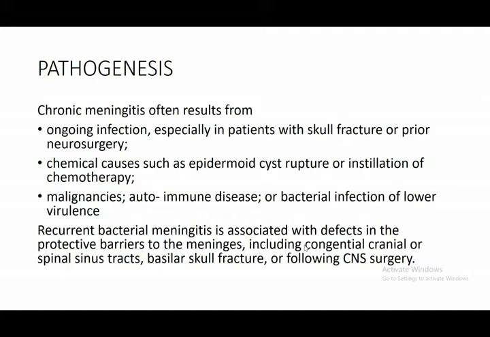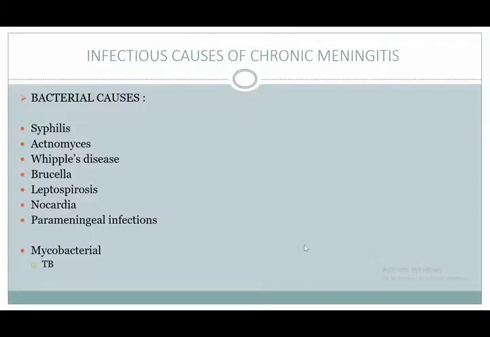Recurrent bacterial meningitis is associated with defects in the protective barriers to the meninges, especially the dura mater, and it is commonly seen with surgical interventions. Recurrent bacterial meningitis can also be seen with congenital cranial or spinal sinus tracts, basilar skull fractures, or following CNS surgery.